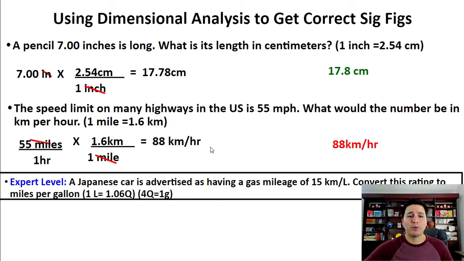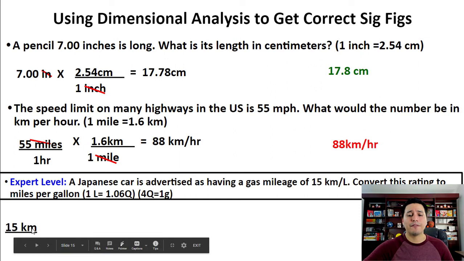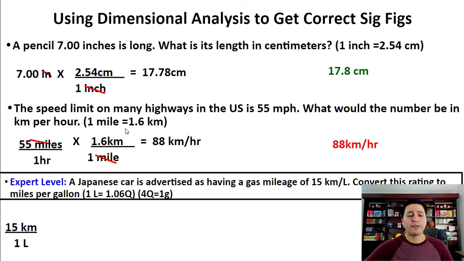All right, so here's an expert level question for you. A Japanese car is advertised as having a gas mileage of 15 kilometers per liter. I want you to convert this rating to miles per gallon. So in this case, our starting point is going to be 15 kilometers over 1 liter. So to get rid of kilometers, I'm going to go ahead and use this conversion over here. So on the bottom, I'm going to have 1.6 kilometers is equal to 1 mile. Now kilometers will get rid of kilometers, and we're stuck with miles per liter.